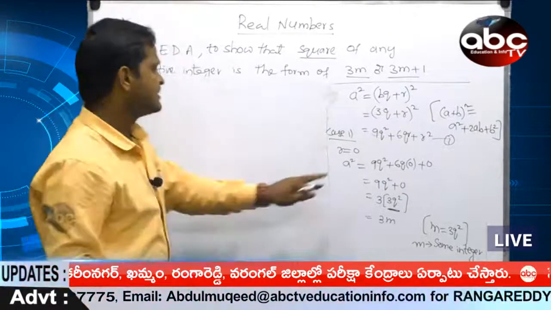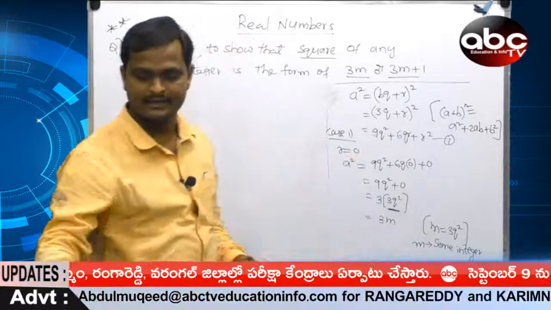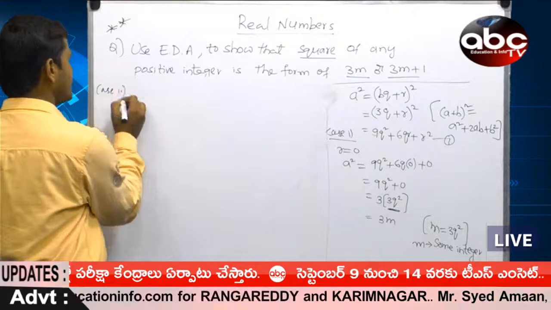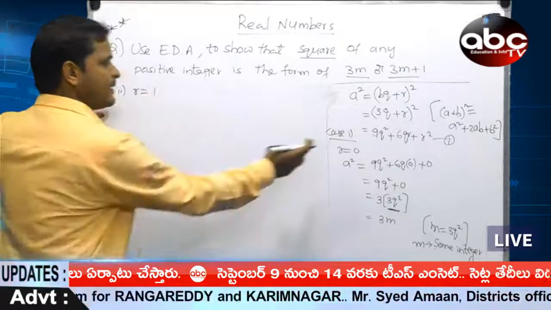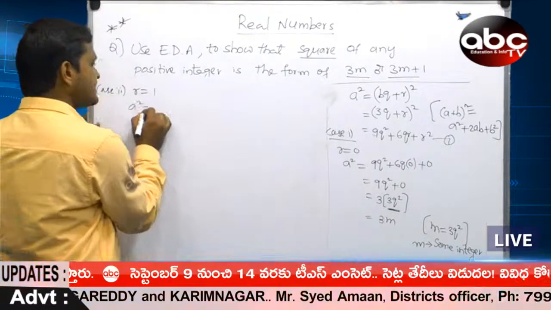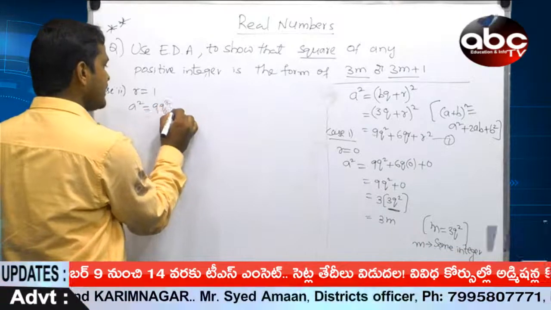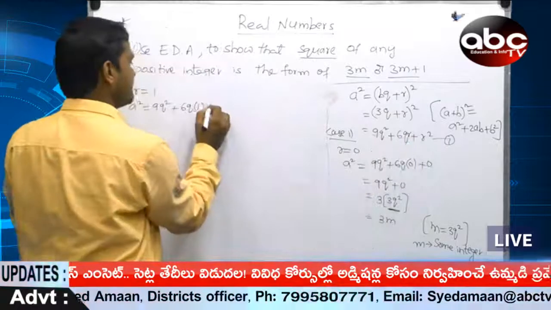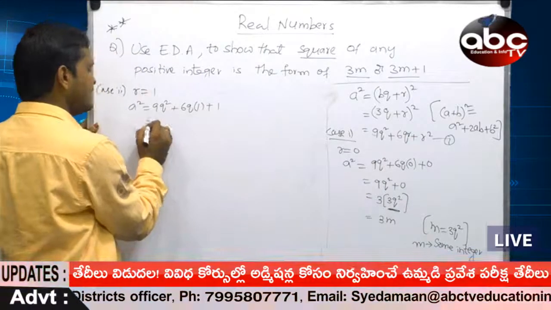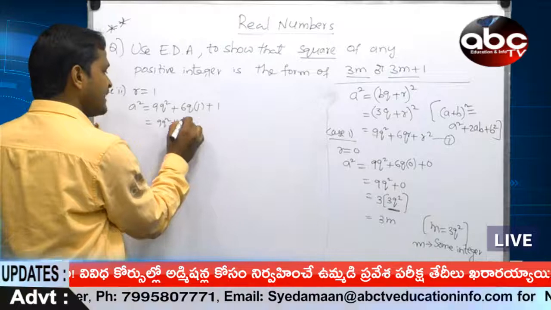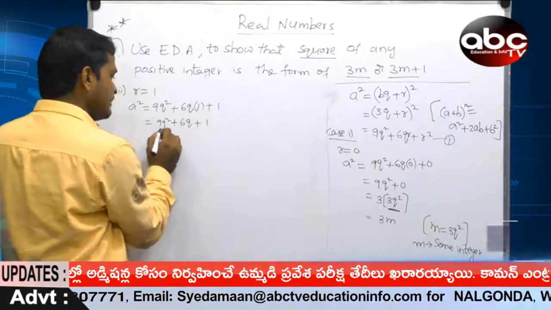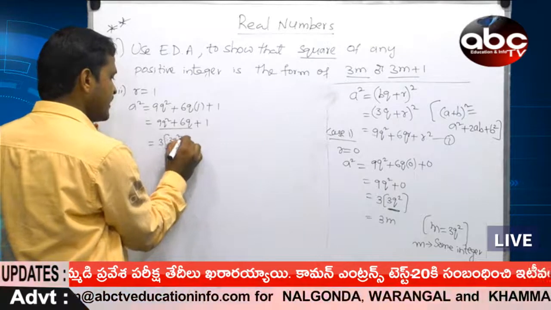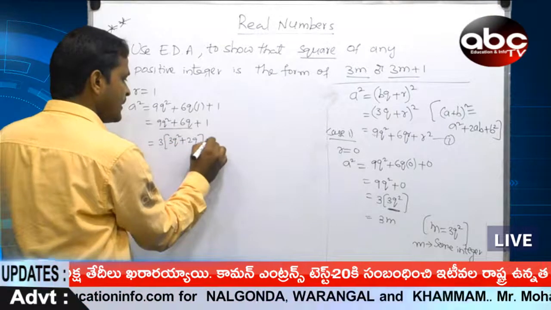Case 2, same, r is equal to 1 here. Okay, students? In case 2, r is equal to 1. From equation 1, a square is equal to 9q square plus 6q. In place of r, substitute 1, plus 1 square is 1. Then 9q square plus 6q plus 1. From these two terms, common 3, then 3q square plus 2q, plus 1.